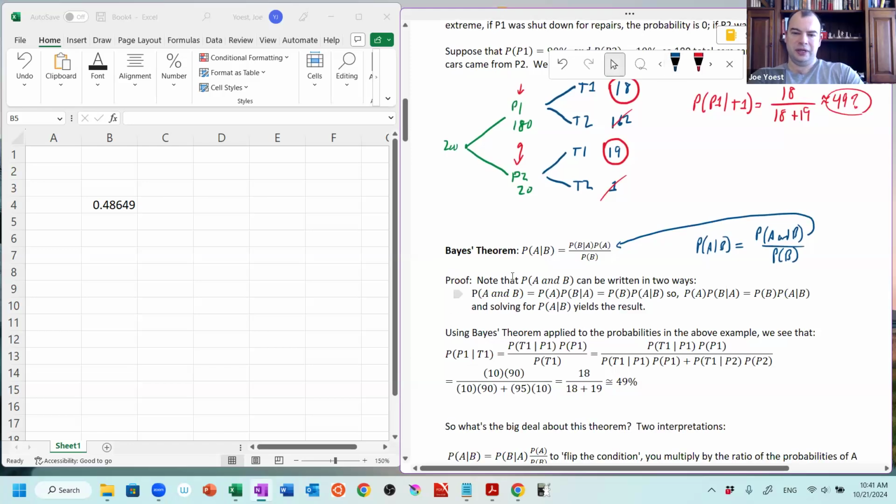Another approach is that we can take a look at probability of A and B, and we can realize that the event A and B is commutative, right? A and B is the same as B and A. So I could either write this as probability of A times probability of B given A, or I get the same thing if I exchange the roles of A and B: probability of B times probability of A given B. And since both of those are equal to probability of A and B, they're equal to one another. And solving for probability of A given B yields Bayes' theorem.